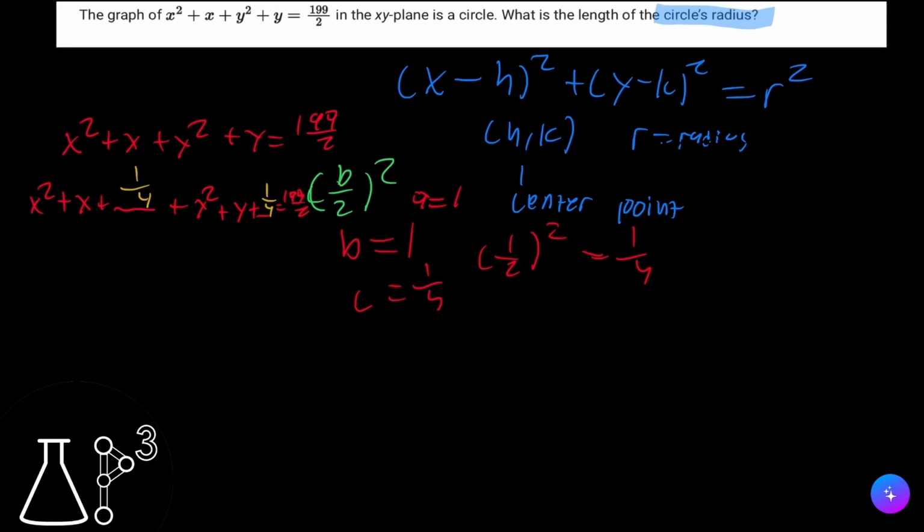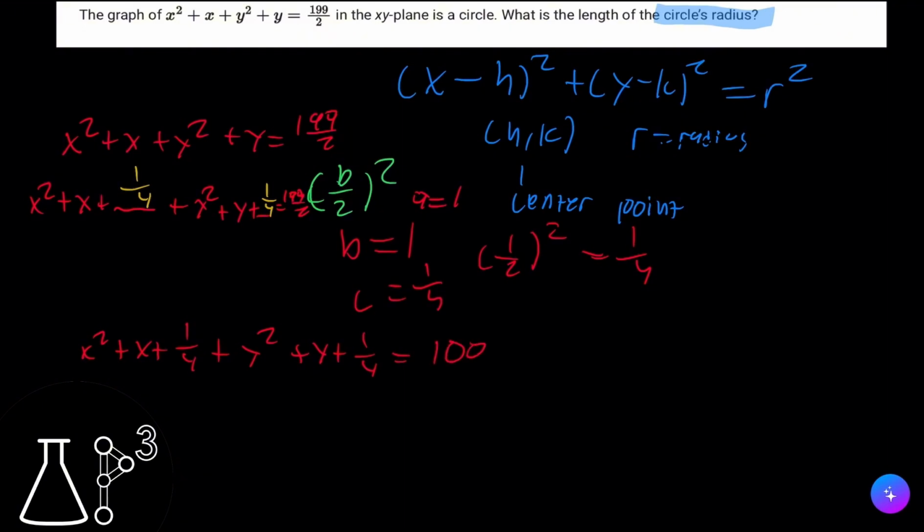Therefore, I'm going to have the equation now. I'm going to write it over here as x squared plus x plus 1/4 plus y squared plus y plus 1/4, which equals 199 divided by 2, plus, and if we simplify two 1/4s, that just equals 1/2. So 199 plus 1/2. And if I combine like terms on the right side, that just gives me 200 divided by 2, which equals 100.